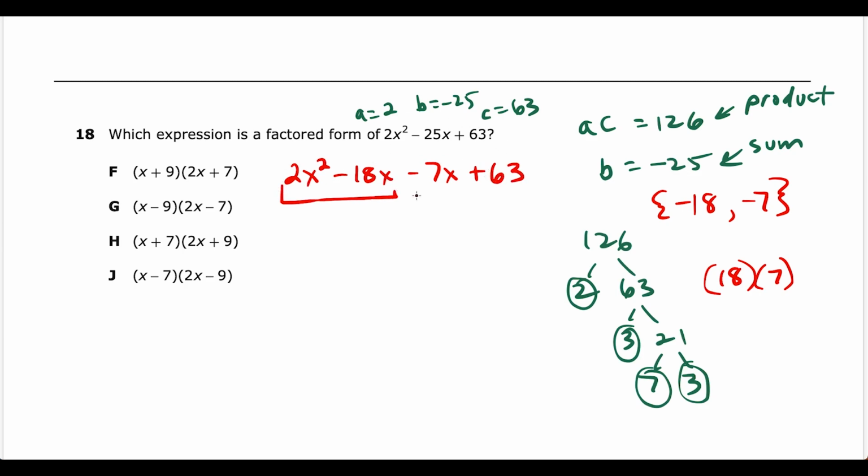But now what I would do is factor this by grouping. So I need the greatest common factor of these two, which would be 2x. And if I divide by 2x, I get x minus 18x over 2x is 9.